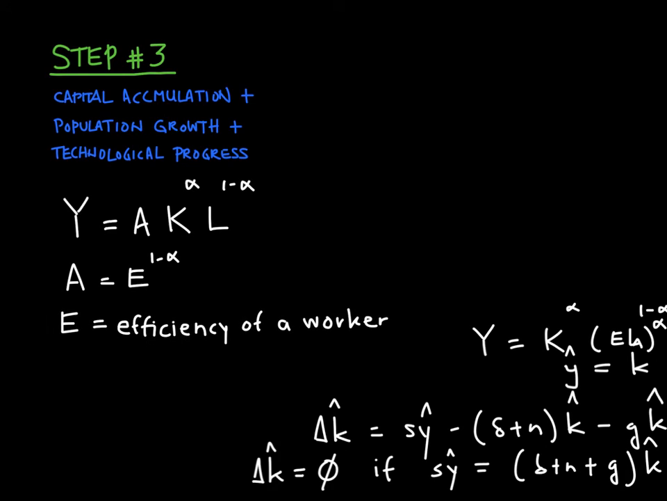E is the efficiency of a worker. So what we're thinking about here is labor augmenting technological progress. So when we have technological progress, it is as if we have more workers. So technological progress makes each worker more productive. That is, each unit of technology augments the labor supply. So it's as if we have more workers.